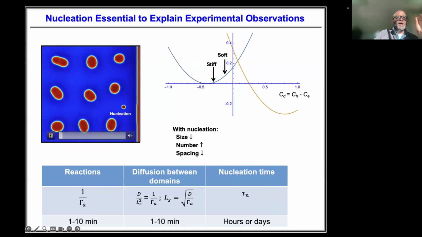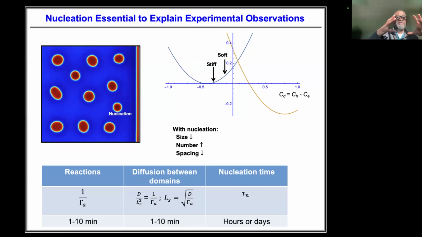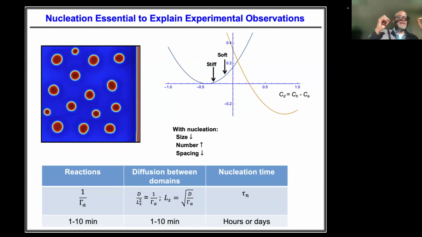Okay. So right. So if we simply evolve it, we are not going to get what the experiments say. You also nucleate. So we randomly nucleate domains. And as you nucleate domains, you see that there is reorganization, and then you'll reach a point where you cannot nucleate further. So if you look at it, the reaction rates are kind of in the 1 to 10 minute time scale. And the diffusion between domains is also in the same range. But nucleation can be a really, really slow process.